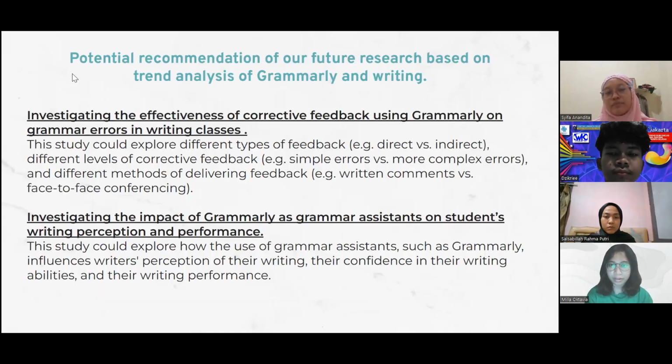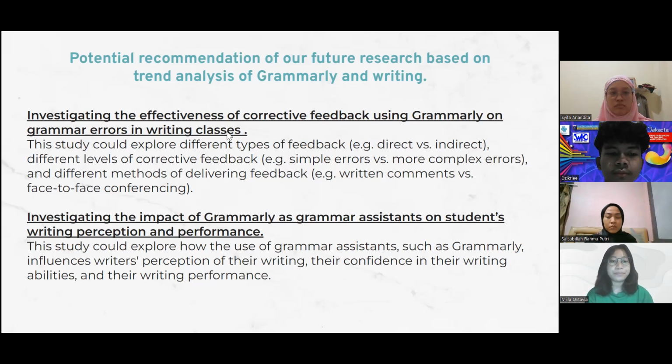Okay, from the data we got from analyzing using VOSviewer, we have potential recommendations for our future research based on trend analysis of Grammarly terms and writing terms. One of them is investigating the effectiveness of corrective feedback using Grammarly on grammar errors in writing classes. So the study could explore the different types of feedback, for example, direct and indirect, different levels of corrective feedback, for example, simple errors or more complex errors, and different methods of delivering feedback, for example, written comments or face-to-face conferencing.